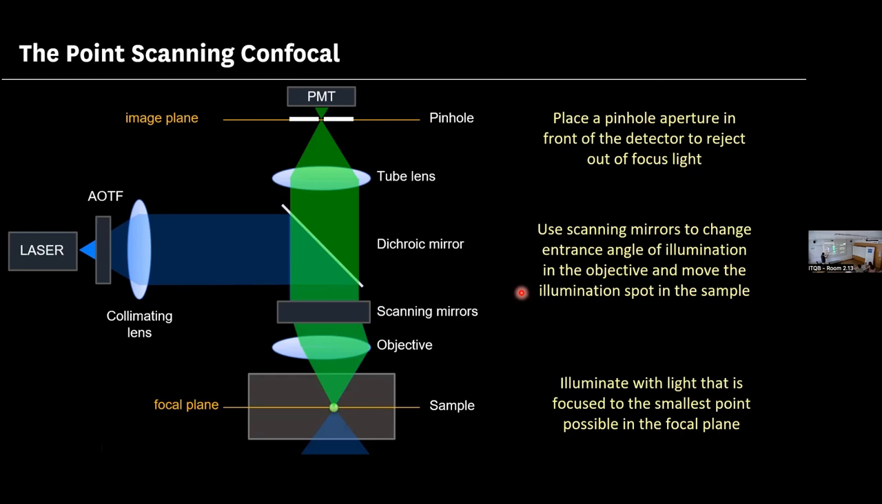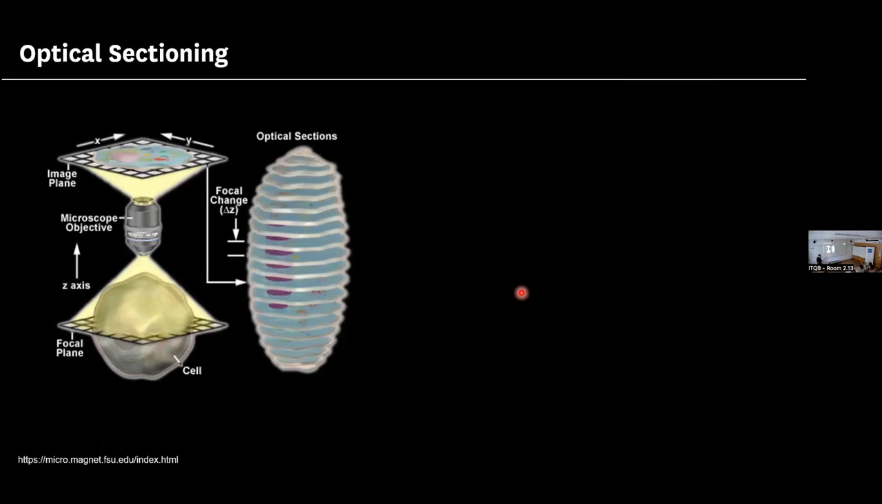So we have these electronic components, the detector, the photomultiplier tube, the scanning mirrors, the AOTF, all working in the microsecond range to acquire, to scan an image, capture photons, controlling the intensity very, very precisely. And with this, we can acquire images, scanning images, of just the focal plane in the sample.